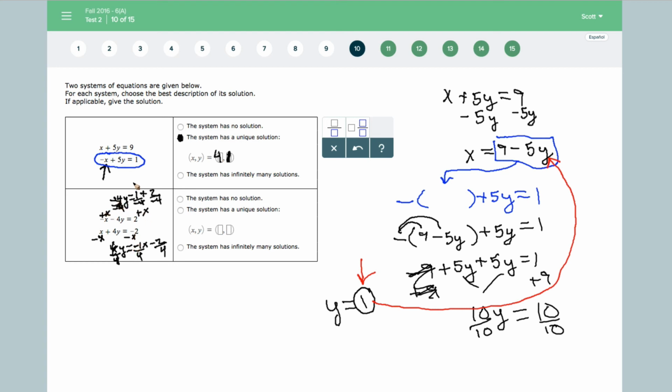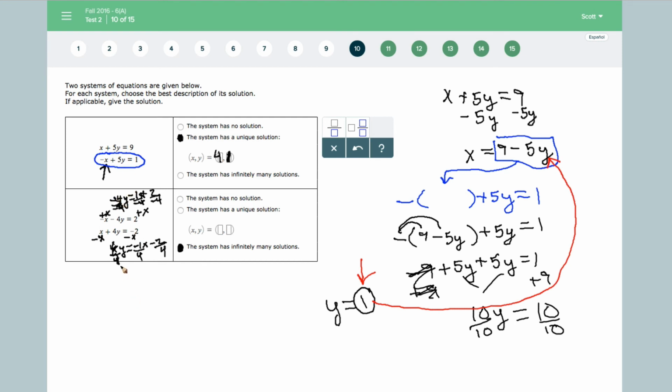So y equals negative 1/4 x, there's an x there, sorry. y equals negative 1/4 x minus 2/4. They're the same equation. So that means there are infinitely many solutions. Okay? And how did I get that?